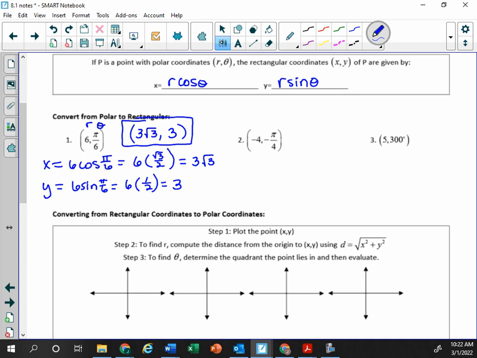It's always good to have an idea in your head of what quadrant this polar point would be in. So I know pi over 6, yeah, that's in the first quadrant. And then my rectangular point that I got is also in the first quadrant. That's good, that makes sense. Like this next one, if I think about -4 and then negative pi over 4, that's in the second quadrant. So I want to make sure my answer makes sense with that when I convert it to rectangular. So guys, I want you to try 2 and 3. Convert them to rectangular coordinates.